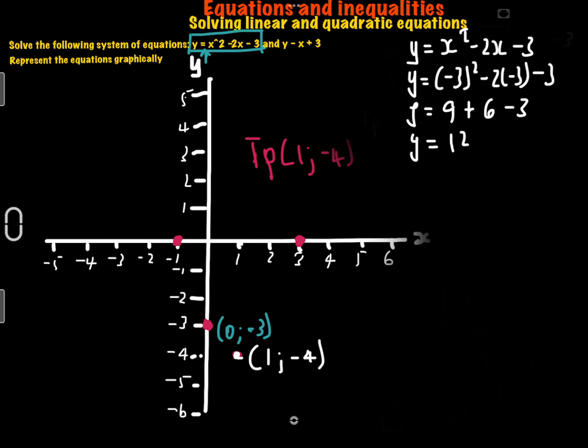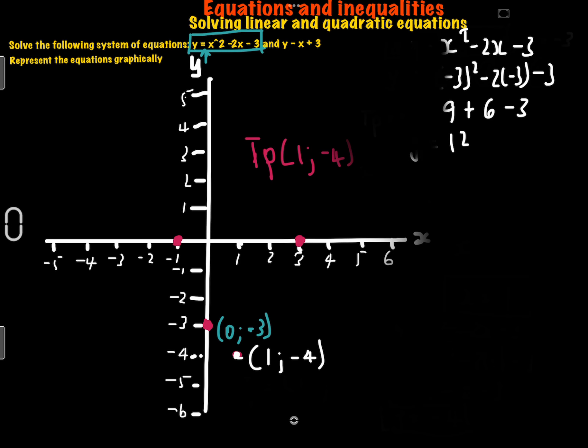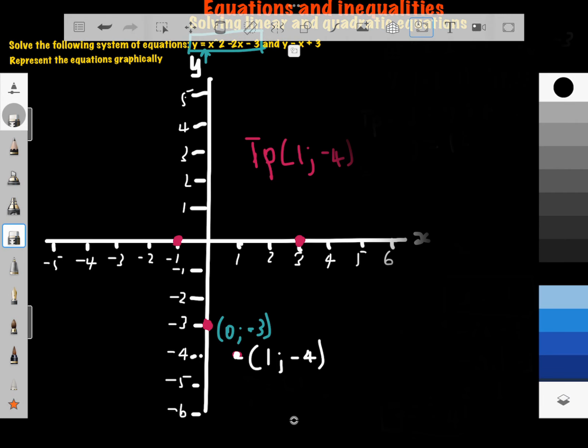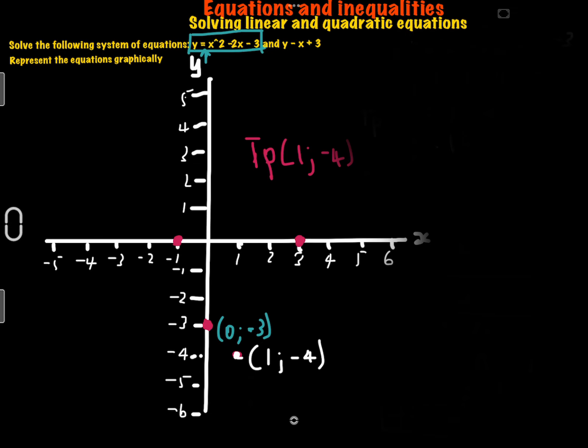Okay, 2. Let's see what happens when we substitute 2. So we have y is equal to x squared minus 2x minus 3. Let's now substitute -2 in place of x. So we have -2 raised to the second power minus 2 times -2 minus 3.